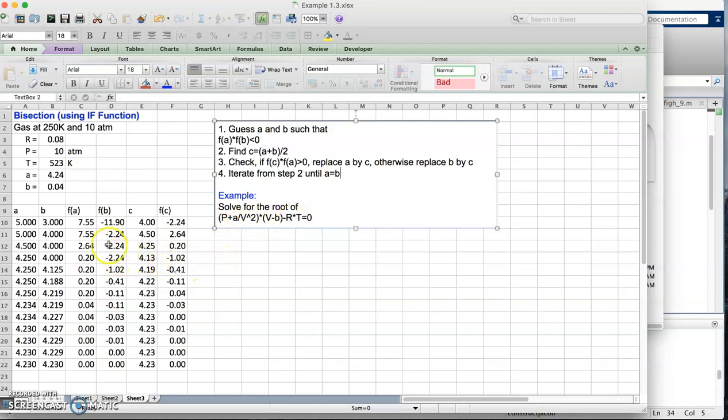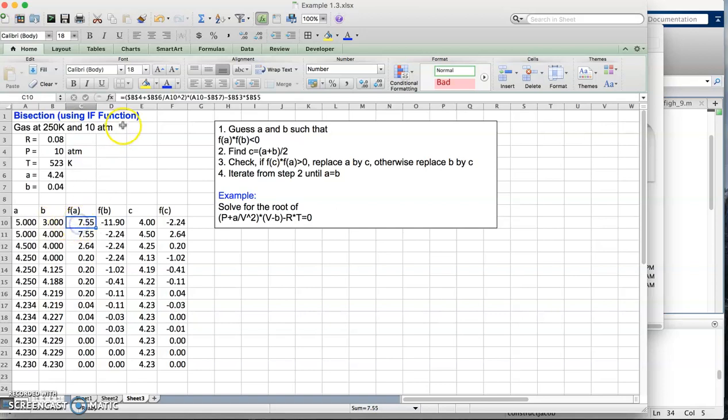Alright, so we're going to start with two guess points. Let's say I guess 5 and 3. I'm going to check whether these guess points are fine. So I calculate f of a. What is f of a? I just implement this equation into the cell exactly by addressing the cell location. I calculate f of b. So here's f of b. You can see how it's related to these coefficients.